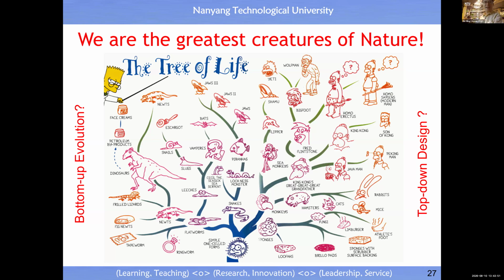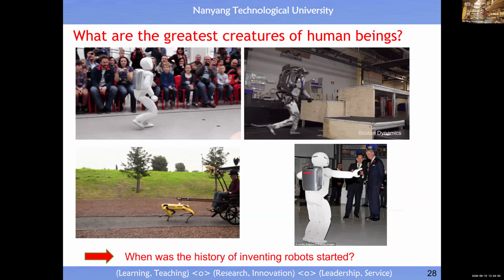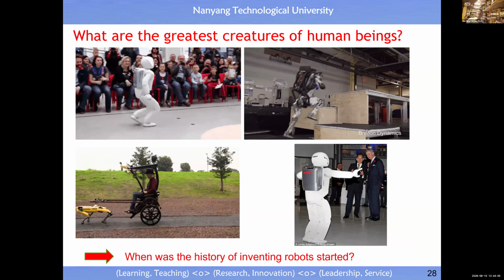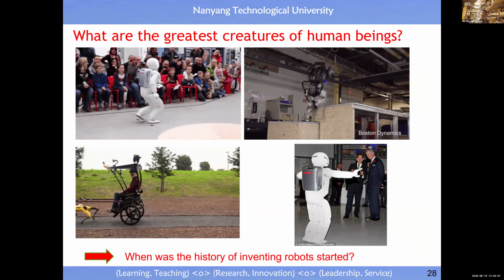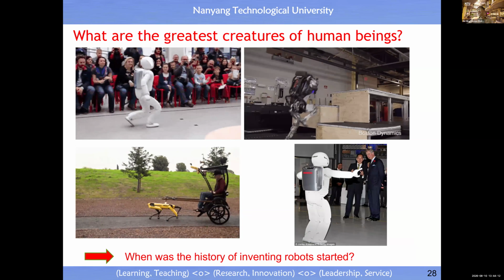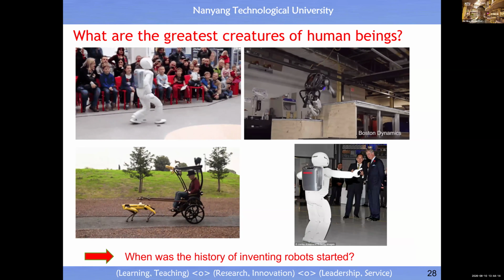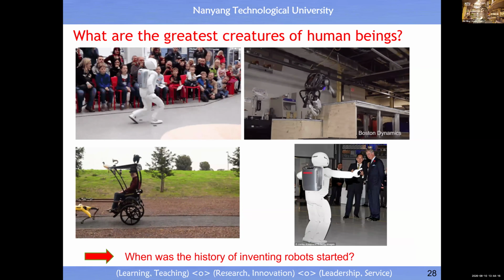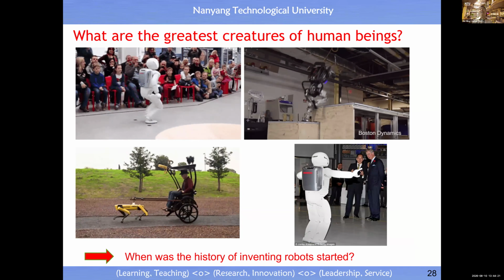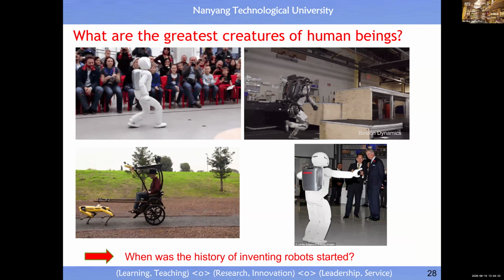So actually, this tree of life is wrong. It's not correct, so it's misleading. This is just something for you to know. Then you may want to know what should be the greatest creature which could be made by a human being. More or less it should be a robot, right? A machine which has a similar capability to a human being in terms of physical behavior and mental capability. So that will be the answer.